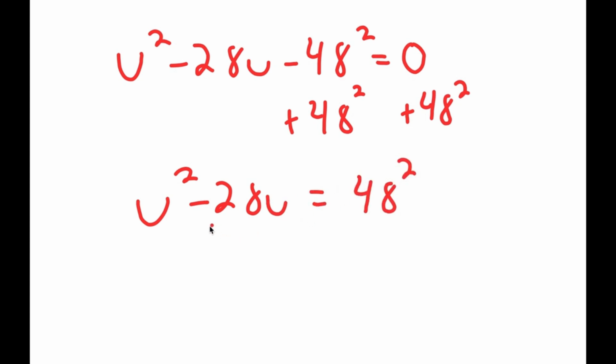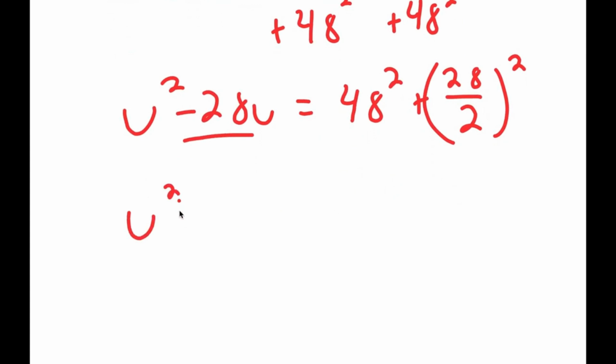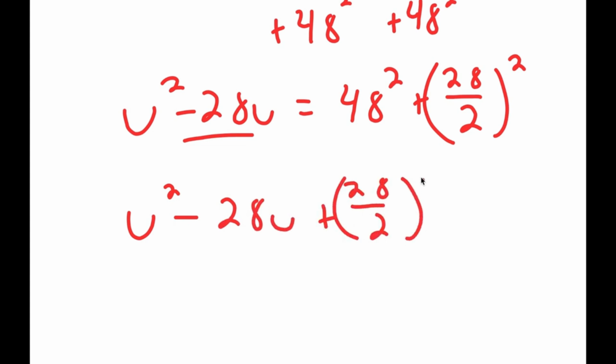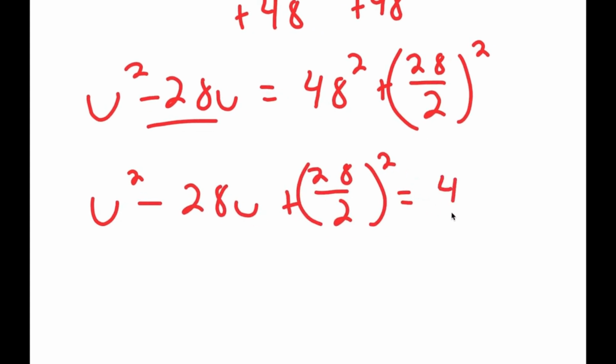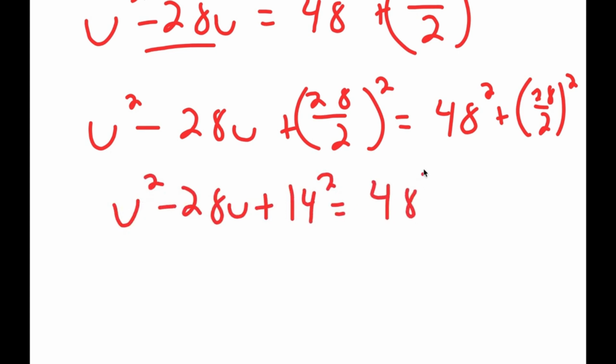Now I'm going to take the 28, or we can say positive 28, and add this divided by 2, squared, on both sides. And if you don't know what completing the square is, you have to go watch a video on it. So I add 28 over 2 squared on both sides. And 28 over 2 is 14, so I get u squared minus 28u plus 14 squared, which is equal to 48 squared plus, again, 14 squared.